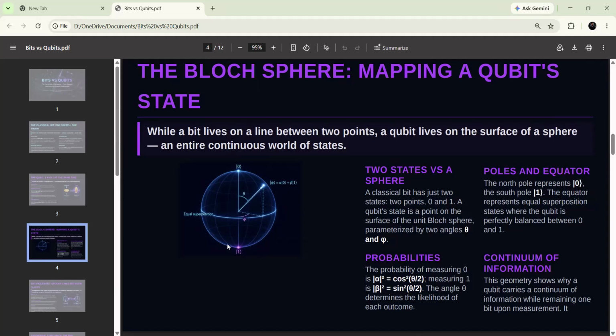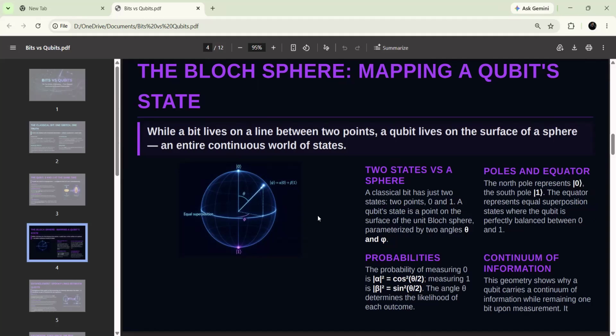If you consider the Bloch sphere, the qubit is going to live on its surface. So you can see the surface here. Like that, a qubit is going to live on the surface of the sphere. It means it is nothing but a continuous set of states. Now you see two states versus a sphere. The classical bit has two states, that is the 0 state and the 1 state.